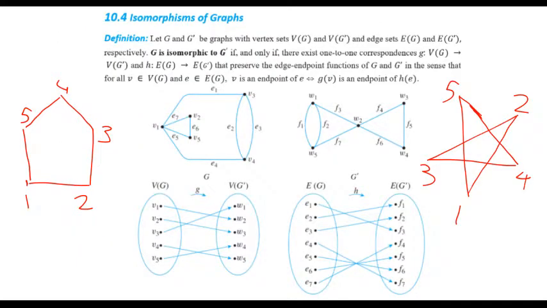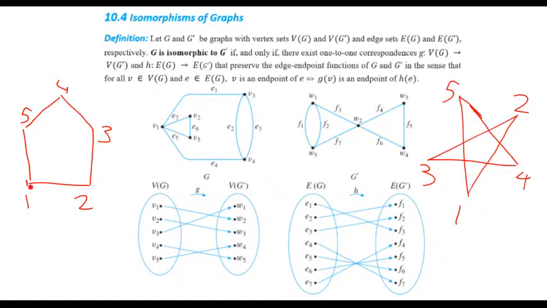Okay, so we continue chapter 10 by starting section 10.4, isomorphisms of graphs. Before defining the concept of isomorphism in a formal way, I'm going to show you two graphical representations of two graphs. The first one is here. As you see, we have a graph with 5 vertices and 5 edges. And the second one is here. Again, here we have 5 vertices and 5 edges.